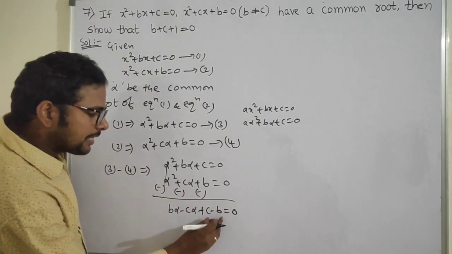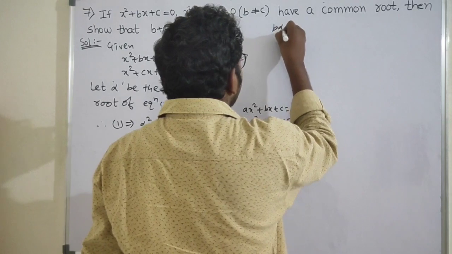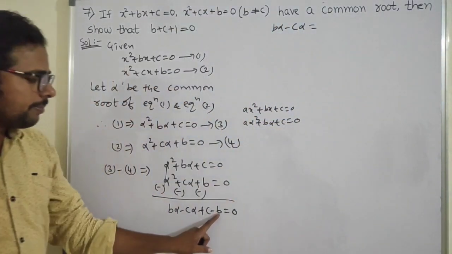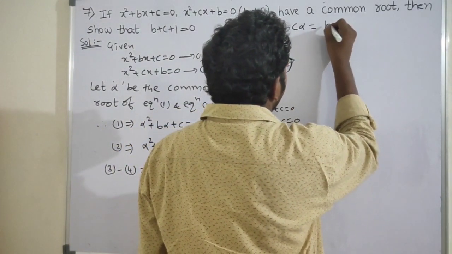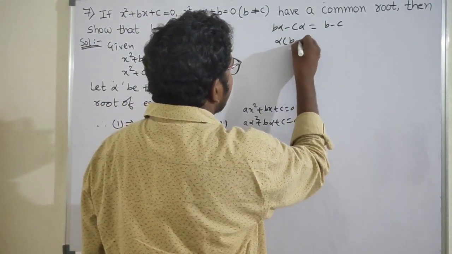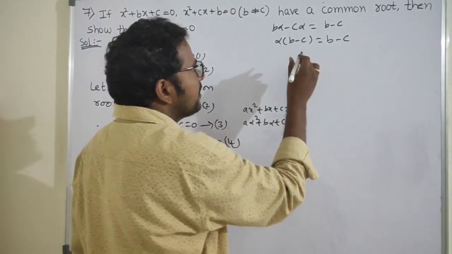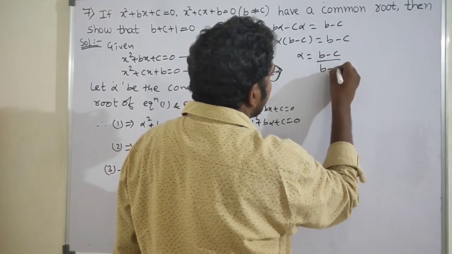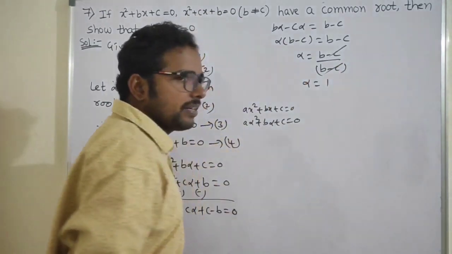Now send c minus b to the right side. So b alpha minus c alpha equals, minus b becomes plus b, plus c becomes minus c, so b minus c. Now take alpha common: alpha into (b minus c) equals b minus c. So send b minus c to the right side. So alpha equals (b minus c) by (b minus c), which gets cancelled. So alpha equals 1.